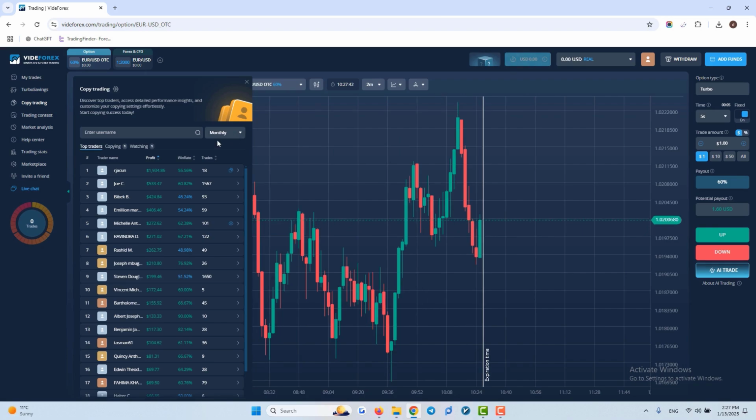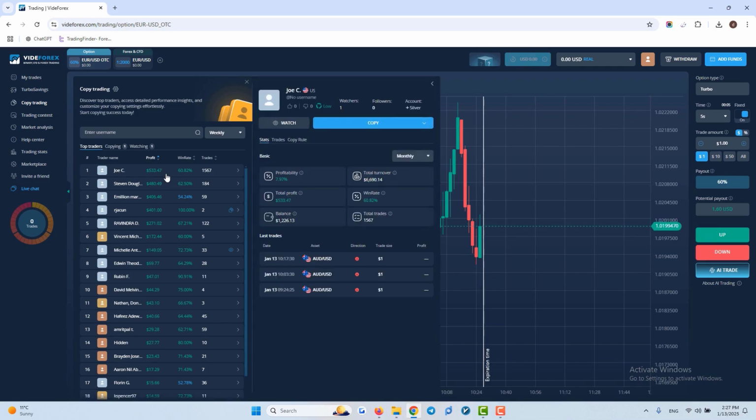Again, you can see other traders in this leaderboard on a monthly, daily or weekly basis. And if you think they can be profitable for you, copy their trades for yourself. Note that copying other people's trades doesn't always mean it will be profitable for you.